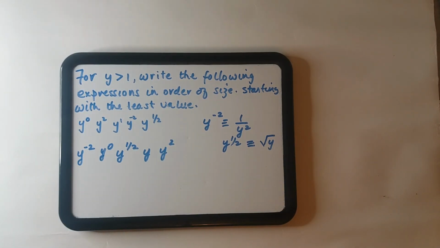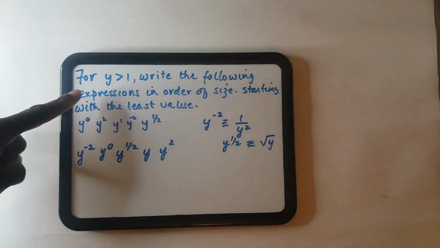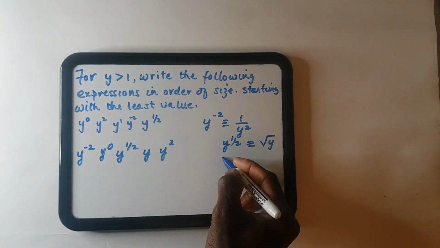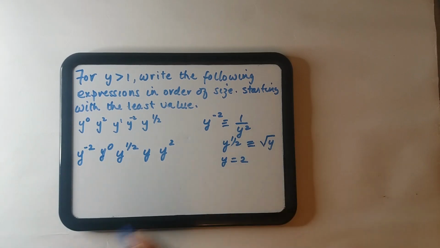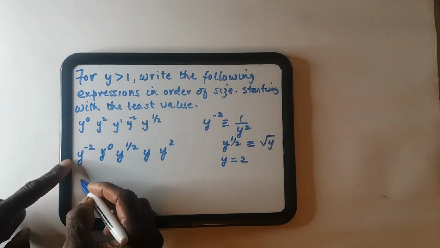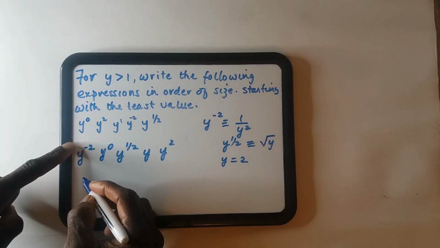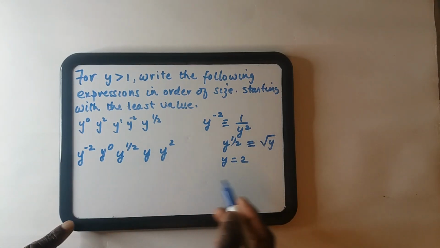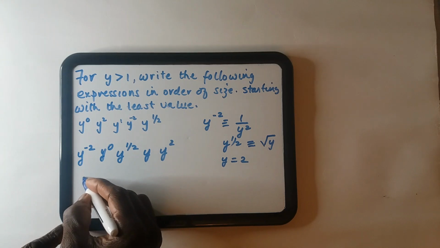But we need to check this, bearing in mind our condition, y greater than 1. Let's choose 2 as the value for y. So let's say y is equal to 2, and this is how we'll check. So y to the negative 2 will be 1 over y squared, which is 1 over 2 squared, which is a quarter.